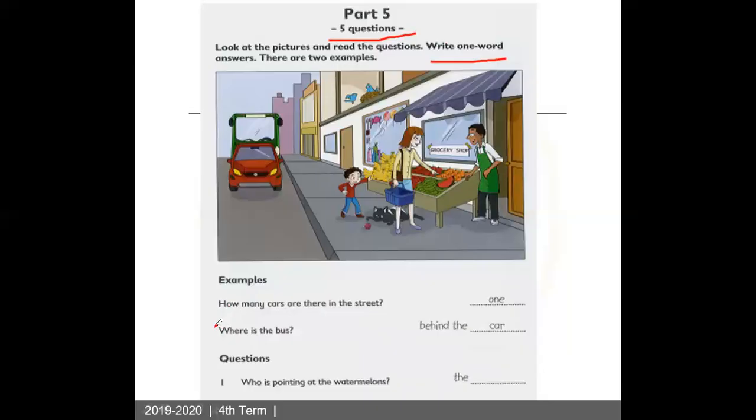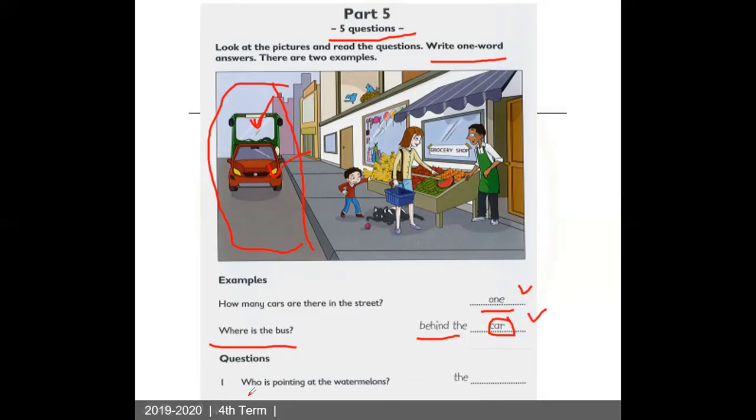How many cars are there in the street? So you can see here there is a street. So how many cars are there? Are there 2? No, there is only 1 car. This is not a car, it's actually a bus, right? So where is the bus? This is a bus, the green one, and this is a car. Where is the bus? It's behind the car. Okay, so it's behind the car. These are correct. So let's move on with the questions.